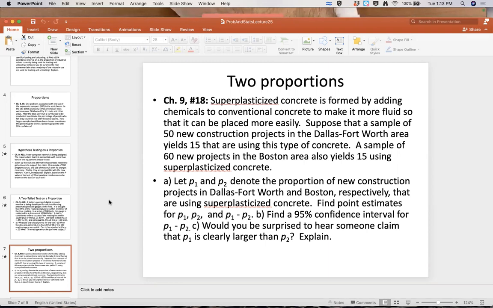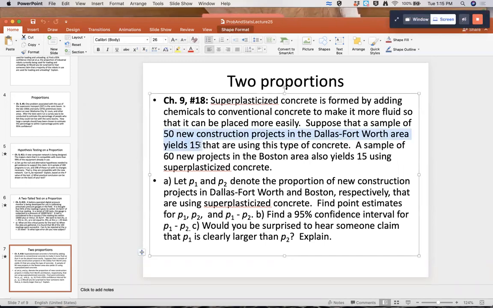P1 hat is certainly larger than P2 hat. 15 out of 50 is certainly bigger than 15 out of 60. 15 out of 50 is 0.3, 30%. 15 out of 60 is 0.25, 25%. So the sample proportion for Dallas-Fort Worth is bigger than for Boston. But is that statistically significant evidence that the population proportions are different? Again, that's always the issue.